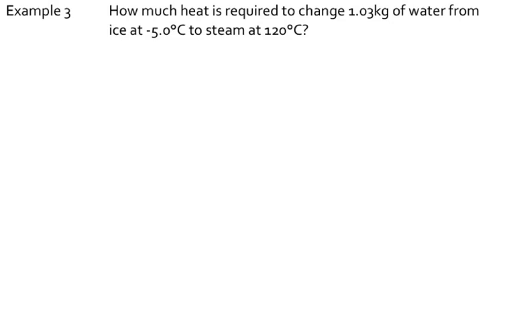So this is a little bit more complex example. Now we're changing 1.03 kilograms of water from ice into steam. So we have not only multiple phase changes going from solid to liquid and then from liquid to gas, we also have temperature changes in there as well. So it would help to graph this out to see exactly what's going on.